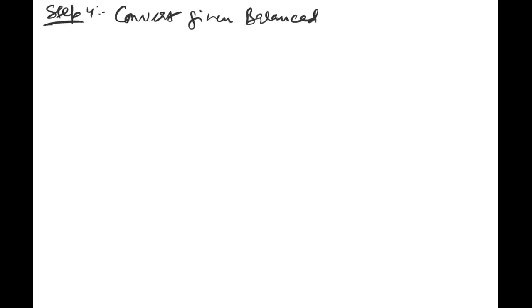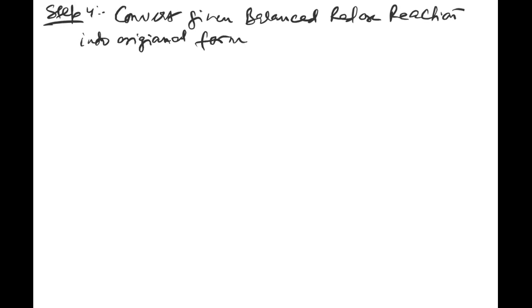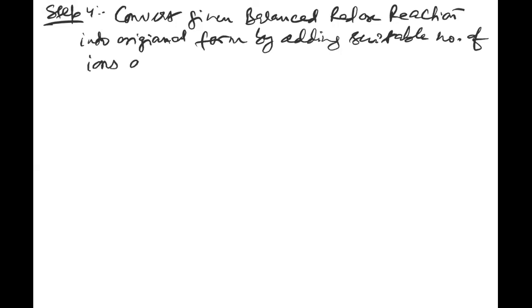So as far as step 4 is concerned, convert the given balanced redox reaction into original form by adding a suitable number of electrons or by adding a suitable number of ions on both sides.